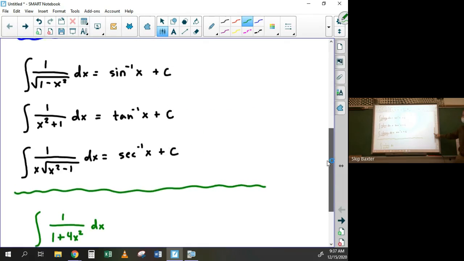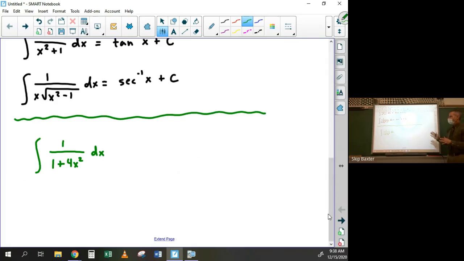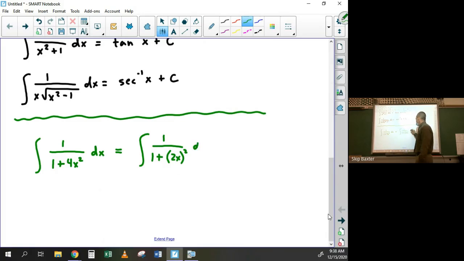So this doesn't look exactly like any of these, but which one does it look most like? Yeah, to me it looks most like the second one, and it turns out that it is some variation of that second one. So what you have to do is kind of make it look like something like this. So in this case, you could write this as the integral of 1 over 1 plus 2x squared, and then use u substitution.